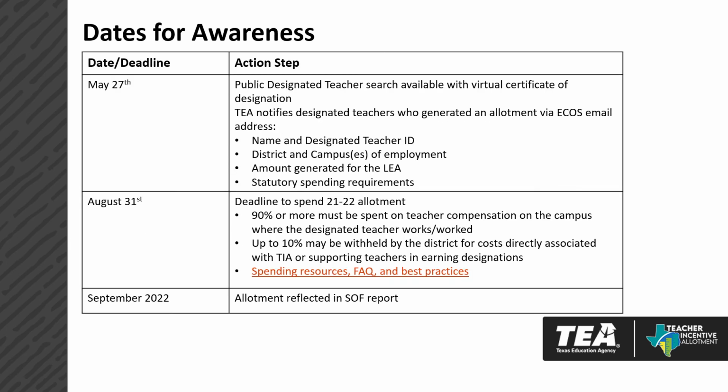And just some dates for awareness. So May 27th, our public designated teacher search will be available on the TIA website, and it will allow designated teachers to view and print a virtual certificate of designation. We will also notify designated teachers who generated an allotment via their ECOS email address. So they'll receive their designated teacher ID, their district and campus of employment, the amount they generated for the district, and statutory spending requirements.